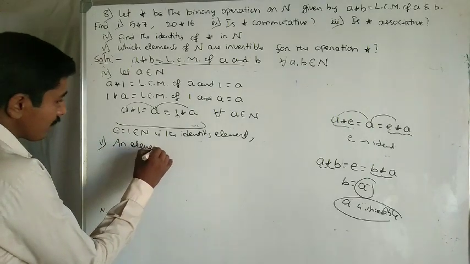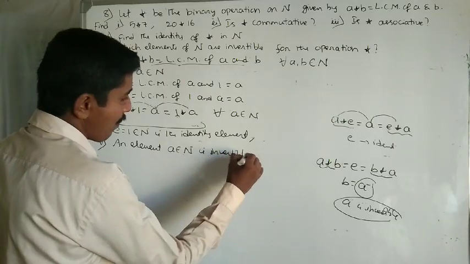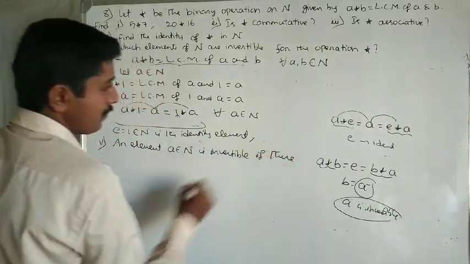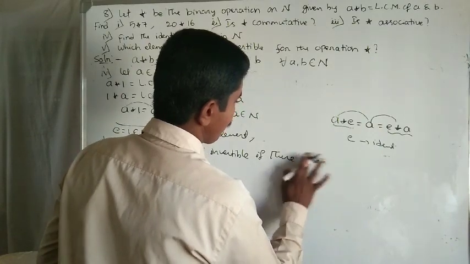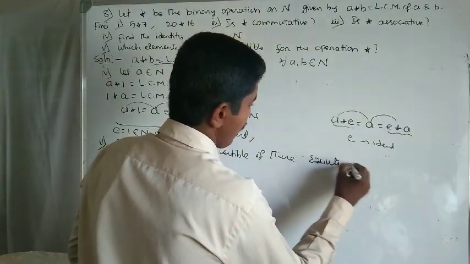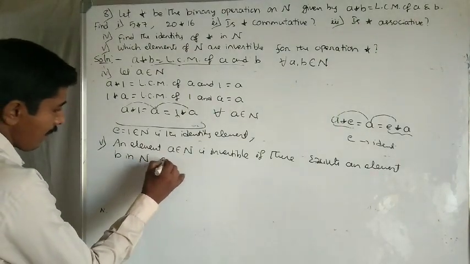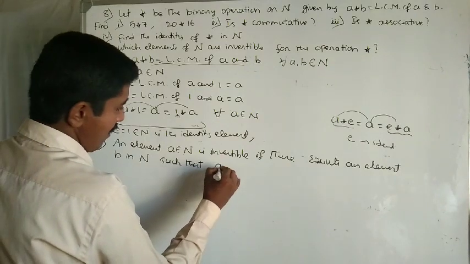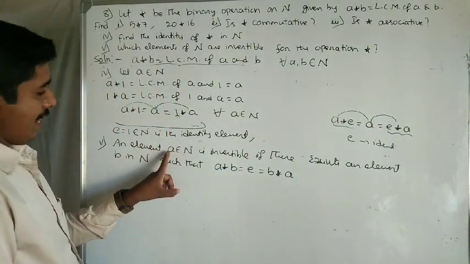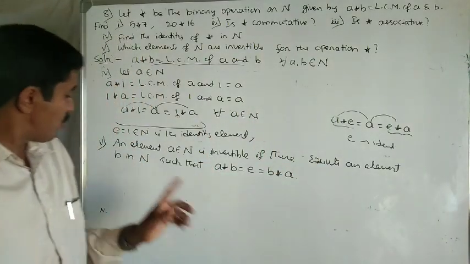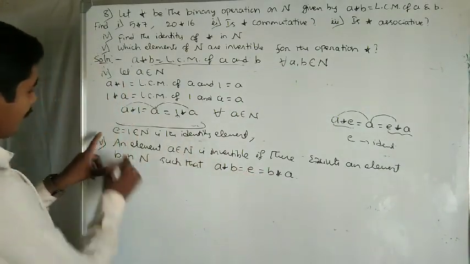An element A belongs to N is said to be invertible if there exists an element B in the same set N such that A star B equal to E equal to B star A. The definition: an element A is invertible if there exists an element B in N such that A star B equal to E equal to B star A. Here we have the identity element, E equal to 1.